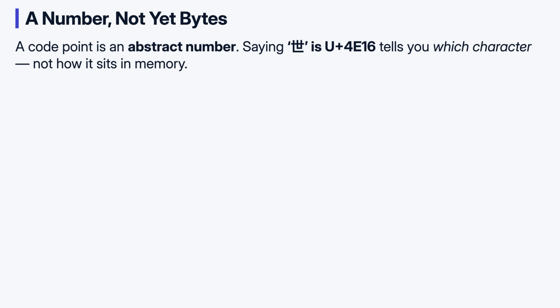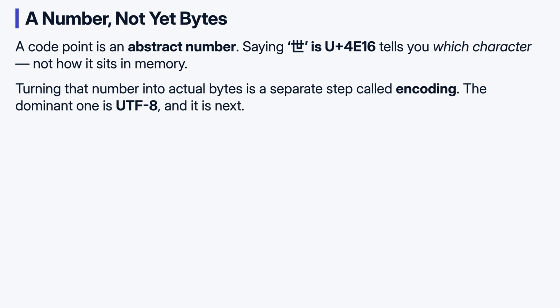One more idea before we store anything. A code point is an abstract number, nothing more. Saying that the character world is U+4E16 tells you which character it is, but it does not tell you how that character sits in memory or in a file. Turning the number into real bytes is a separate job, and that job is called encoding. There are a few encodings, but one of them runs the modern world, UTF-8. That is where we go next.